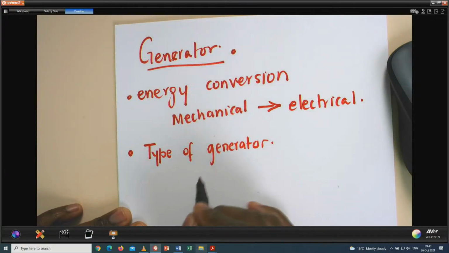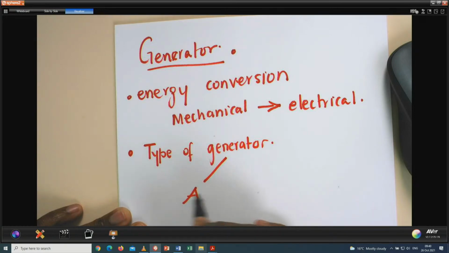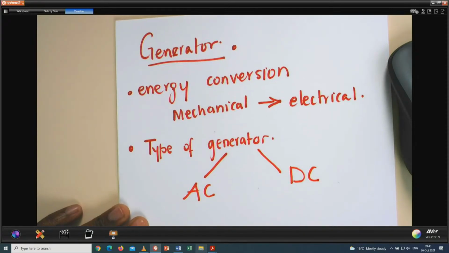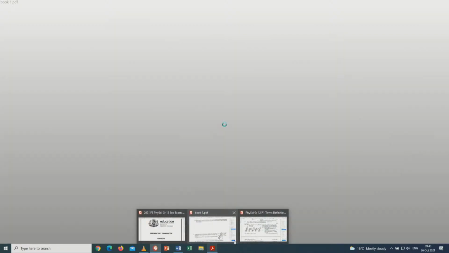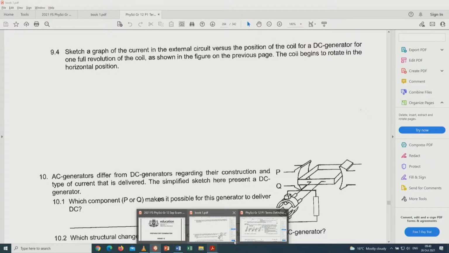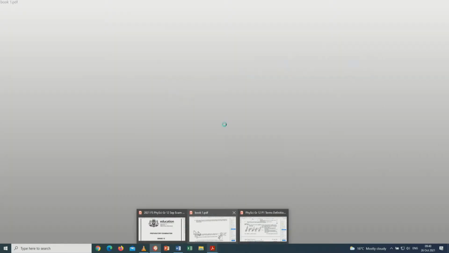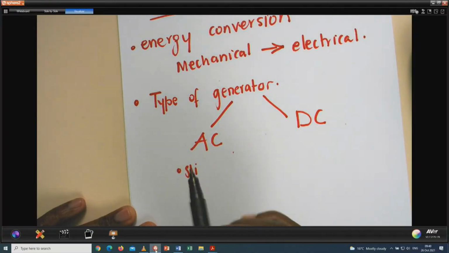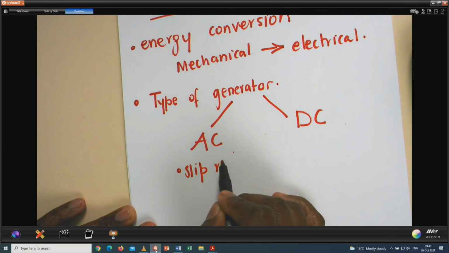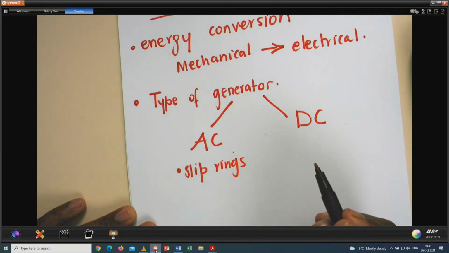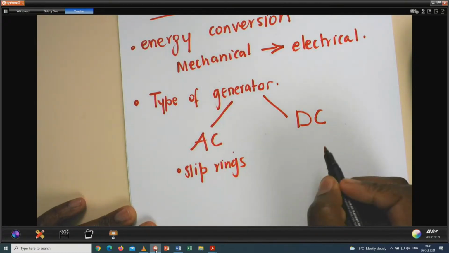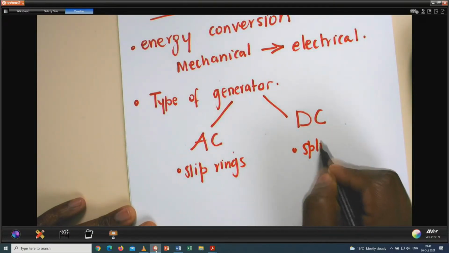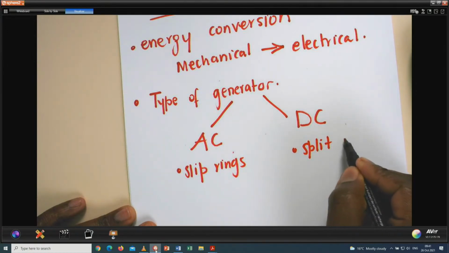Now, either you are going to have an AC or you are going to have a DC. How do you know if it's AC? You will have the slip rings. This is just your analysis or your data or given information. If it's a DC, you're going to have the split rings.